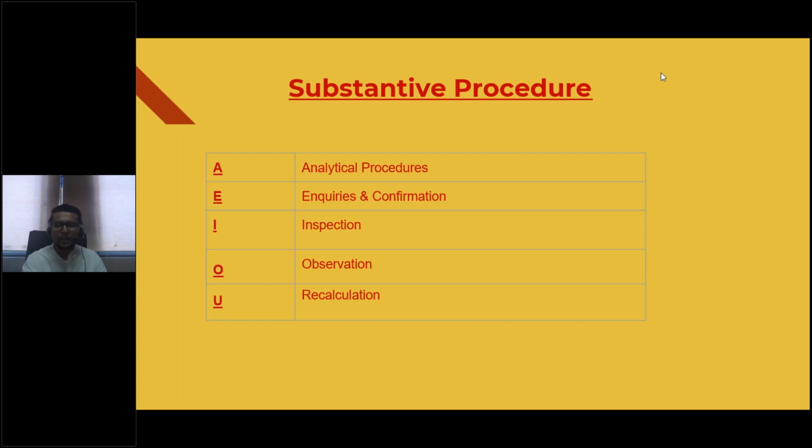As an auditor, it is my fundamental right to inquire from the relevant personnel out of the client. So I can inquire stuff from the finance director. I can inquire stuff from the financial controller. I can inquire stuff from the management. I can inquire stuff from the HR. I can inquire stuff from, let's say, the production manager. So inquiries. What do inquiries mean? It's the fundamental right of the auditor.